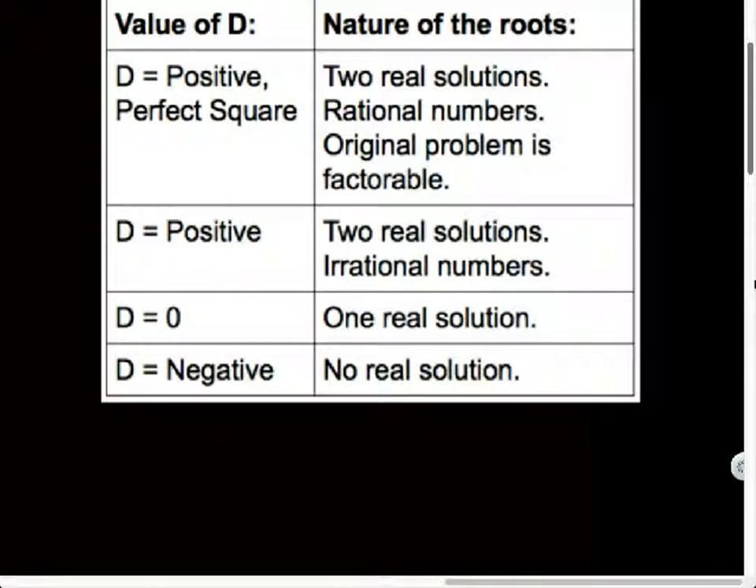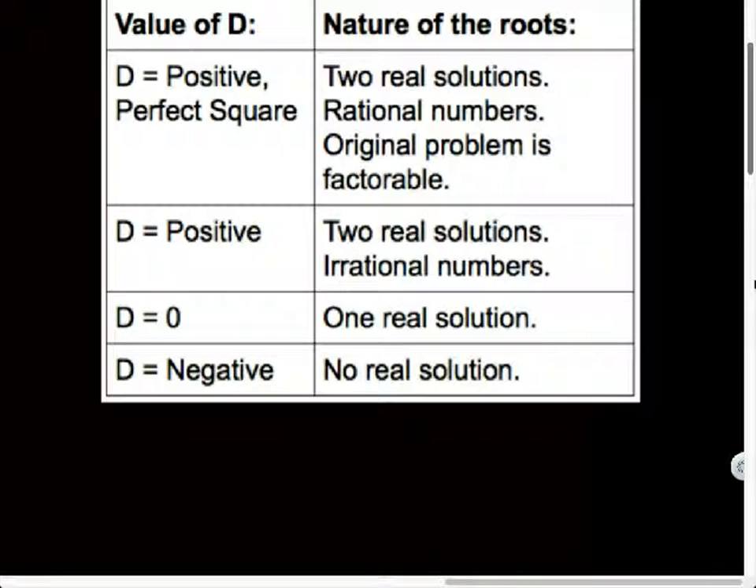If it's irrational, that means it's like the square root of 3, and I can't break that down. So the entire set of answers is also irrational. If D is equal to 0, what's the square root of 0? 0. What happens when I plus or minus 0 to something? Nothing, and not only does nothing happen once, it happens twice. So my two solutions are now the same solution, and they're just one solution.